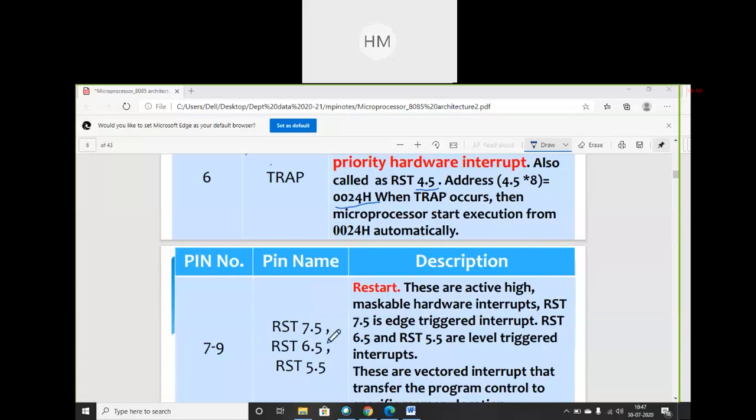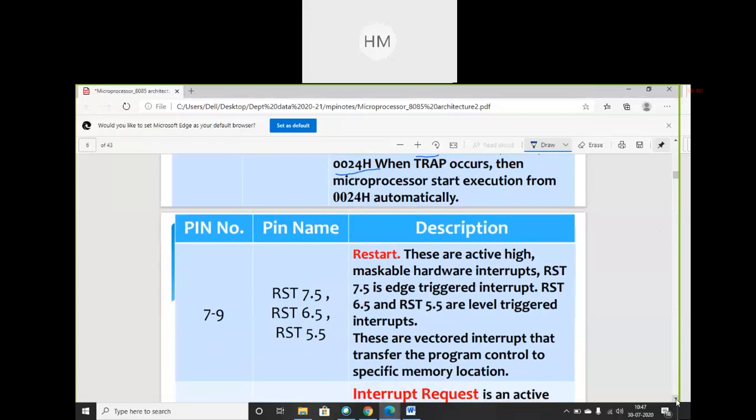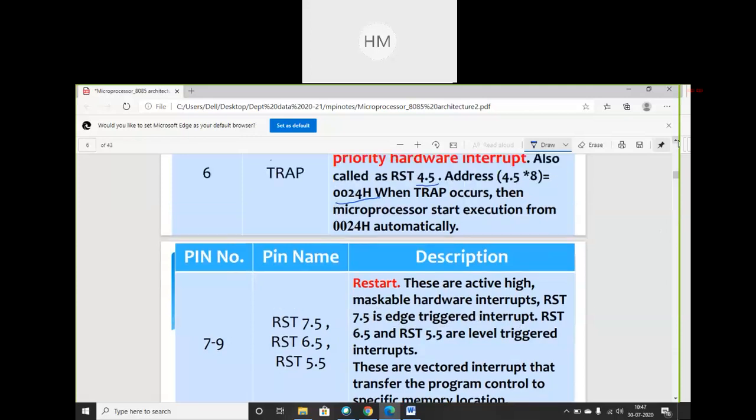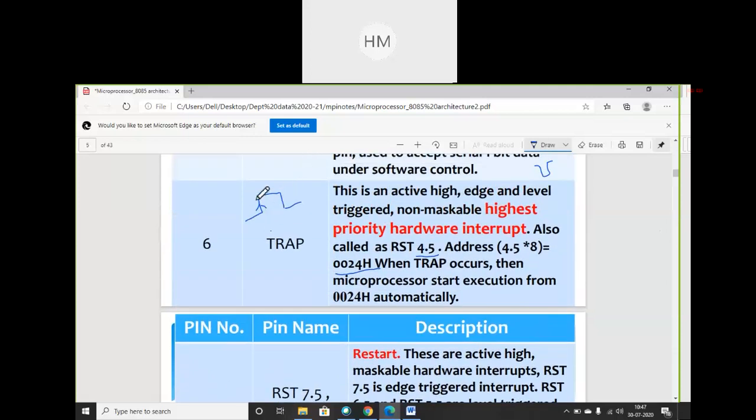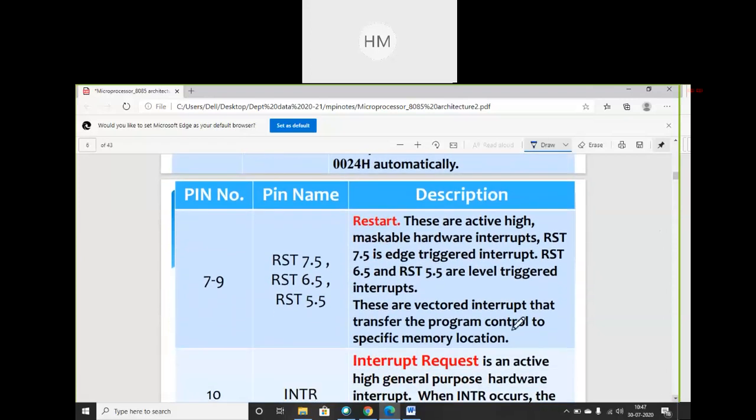Okay, so next pins are RST 7.5, 6.5 and 5.5. See, I have told you RST means restart. These are active high maskable hardware interrupts. RST 7.5 is an edge triggered interrupt. Edge means the changing. This is my edge. So it is an edge triggered interrupt. RST 6.5 and RST 5.5 are level triggered interrupts.